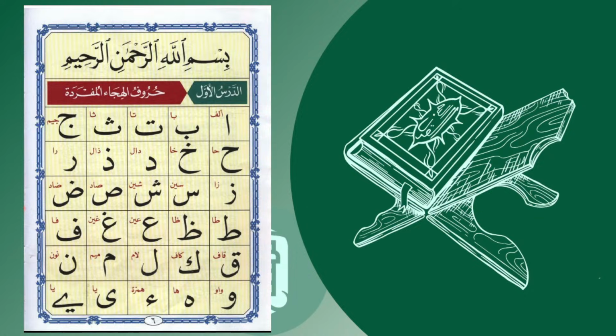Last three on line number 3, which is the first 3 boxes. Za. Sin. Sheen. Za. Sin. Sheen. Za. Sin. Sheen. We're back to the very, very beginning.